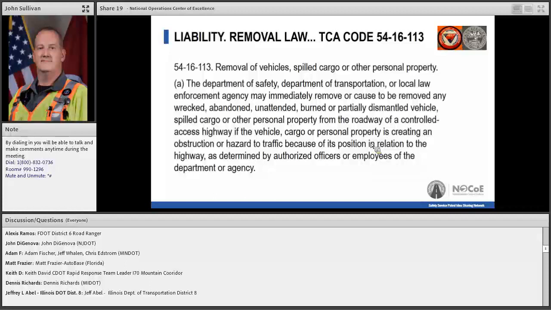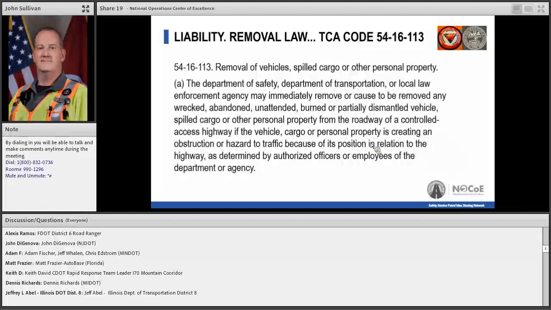So in Tennessee, they added to the Tennessee Code Annotated. We do have some indemnification from removal of vehicles, and as it states, the Department of Safety, Transportation, and local law enforcement agencies can call for these vehicles to be removed. And like Keith was saying, and I think Scott was echoing the same sentiment, we've not had many tort liability cases. And I'm sure, like Scott was saying earlier, that most of the liability comes out of tire change damages and things like that versus the removal of damaged vehicles.